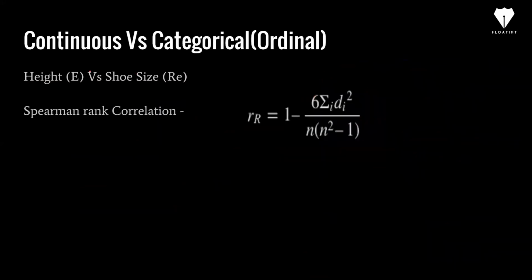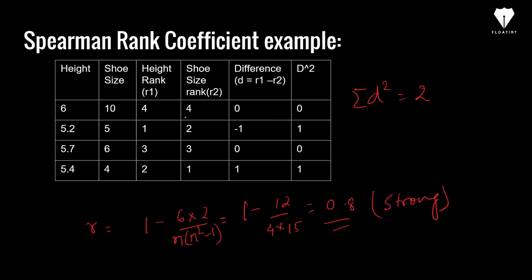Now, next is continuous versus categorical. I was talking about categorical ordinal here. So height versus shoe size. In that case, shoe size is not continuous, so you cannot apply Pearson correlation, but we have another statistical method that you can use, that is Spearman rank correlation. In that, the formula is 1 minus 6. This formula I will explain with the next example. So let's go to the example to see how you calculate it.